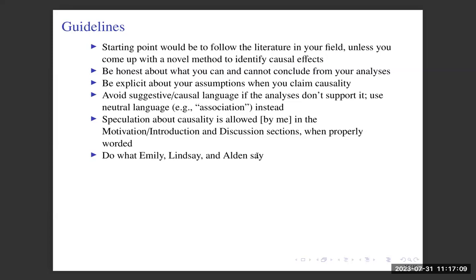And of course, do what Emily, Lindsay, and Alden say. That's the most important, since I'm always the party pooper. You should give my words, other than this one, less weight. Okay, that's it. Thank you very much.